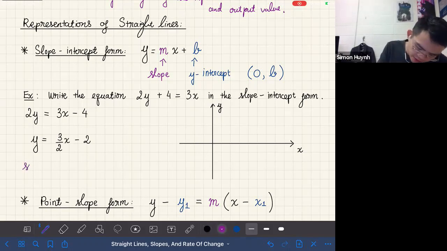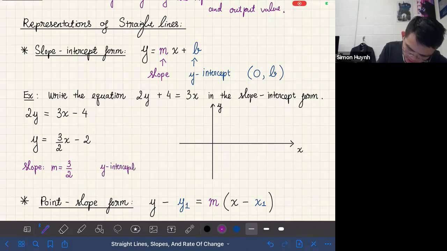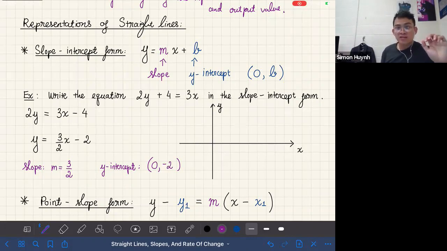And we see here the slope of the function is the value m equals 3 over 2. And the y-intercept of this function is the point where x equals 0 and the y value is -2. That is the y-intercept. And knowing the y-intercept and the slope, we can now draw this function on the xy axis. So I will plot the y-intercept first.